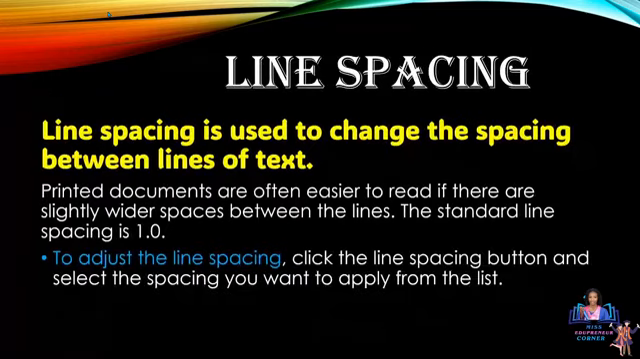Moving right along, we have line spacing. So what is the purpose of line spacing? Line spacing is used to change the spacing between the lines of text. Printed documents are often easier to read if there are slightly wider spaces between the lines. So this is practically saying that it is easier to read a document when there are spaces between each of the lines of text. The standard line spacing is 1.0, and that stands for single line spacing. To adjust the line spacing, all you need to do is click the line spacing button and select the spacing you want to apply from the list shown.